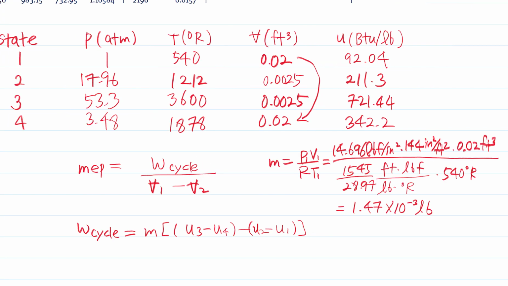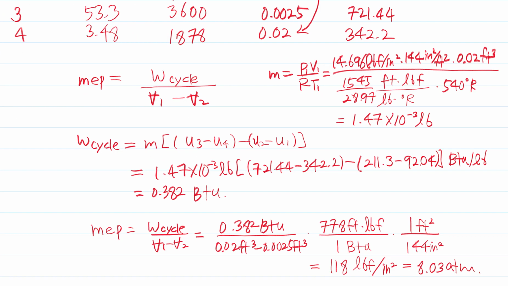So now we can calculate the net work. So the mean effective pressure is calculated: 118 psi or 8.03 atm. The higher the mean effective pressure, the greater the net work it produces. The MEP value is useful to compare the performance of internal combustion engines of the same size.